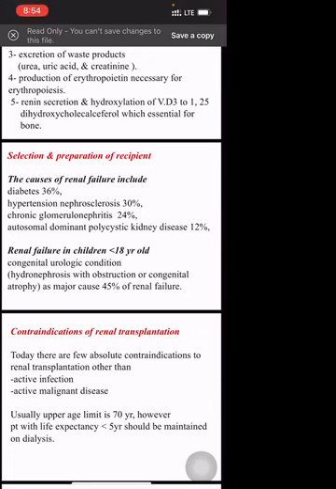As we said in the previous lecture, we have two types of polycystic kidney disease, autosomal dominant and autosomal recessive. A patient may develop renal failure in 12% of autosomal dominant polycystic kidney disease. Renal failure in children, meaning less than 18 years old: congenital urological conditions, hydronephrosis with obstruction or congenital atrophy, are the major cause, 45% of renal failure.